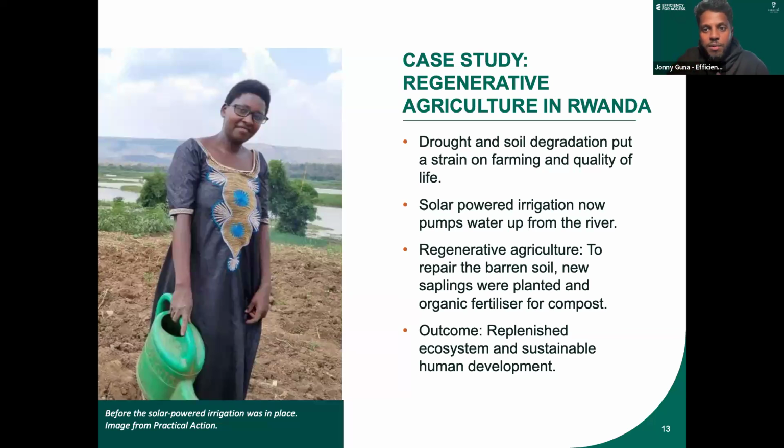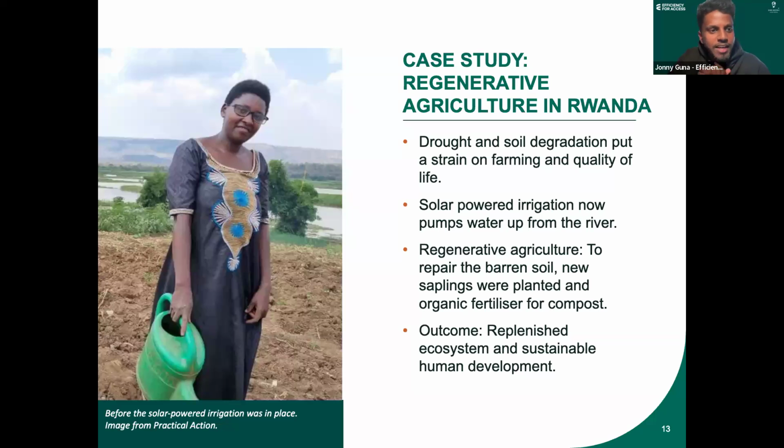So what was created here was a solar powered irrigation system, which now pumps water up from the river, which has improved, number one, their quality of life. Firstly, I guess the direct impact was on the quality of the soil, which obviously leads on to their quality of life. So the outcome: a replenished ecosystem and sustainable human development, which goes to show you can have both through regenerative design, and that's exactly what we're hoping to make you aware of. So when you're planning your projects and designs, how are we going to balance both? That's what we're trying to look at here.